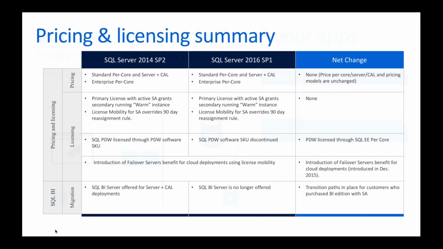So here's our pricing and licensing summary. Standard is per core and server plus CAL. Enterprise is per core. If you have software assurance, you get a free secondary.